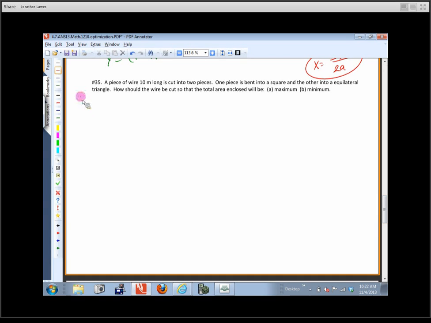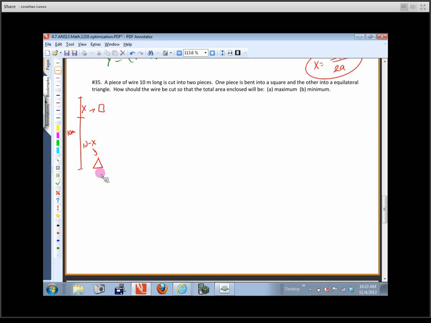So here's what we've got. I've got a 10-meter long wire. So from here to here, it's 10 meters. And I'm going to make a cut in it so that I've got 2 pieces. Let's say this piece right here is x, and I'm going to use that to form the square. And let's say this piece right here is what's left over to form the equilateral triangle. So what's left over? Okay, so this is going to be 10 minus x. So we're going to make the square out of this, and we're going to make the equilateral triangle out of this. With me there?